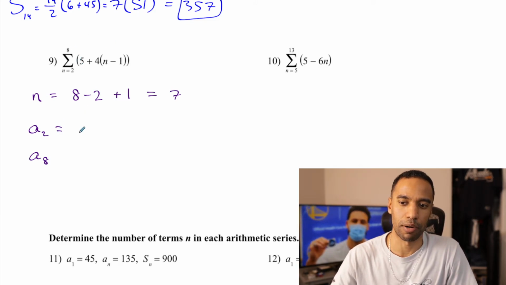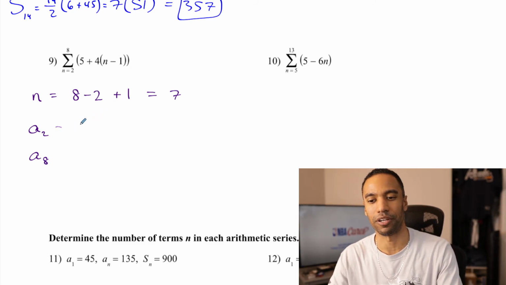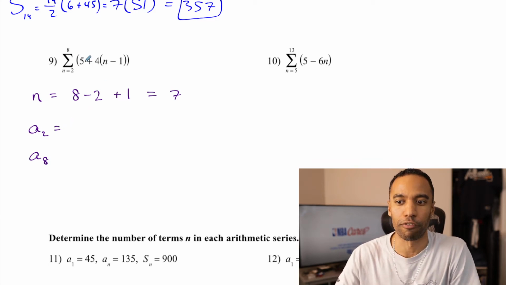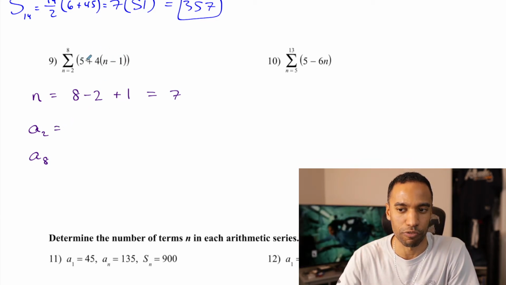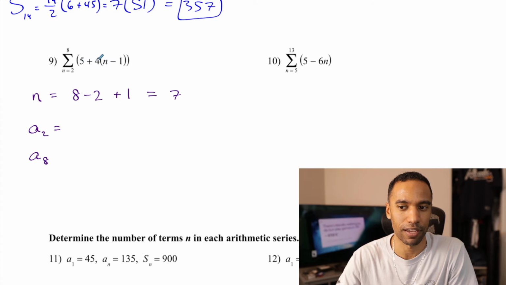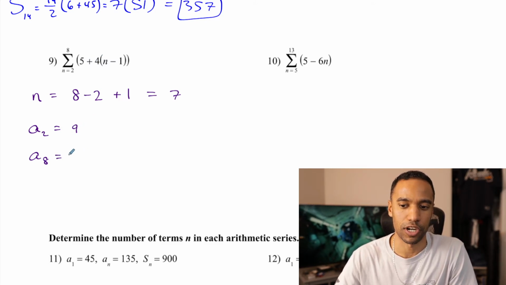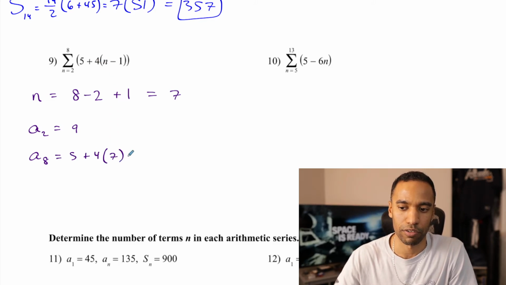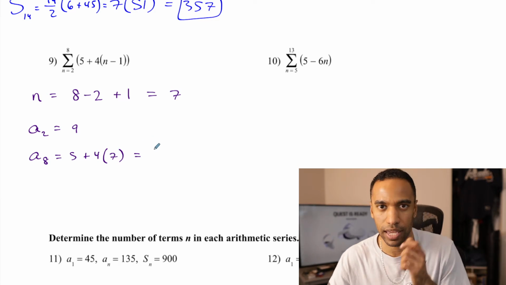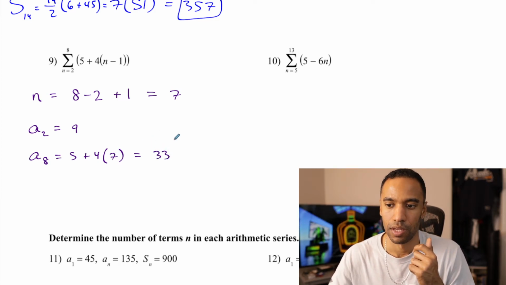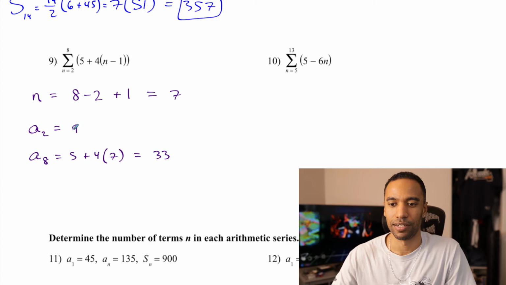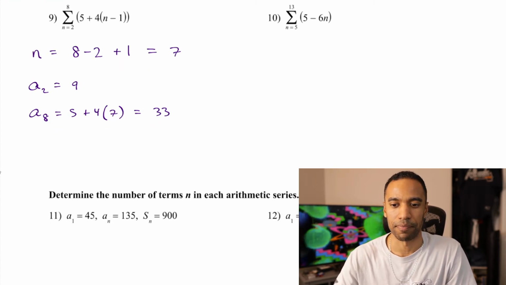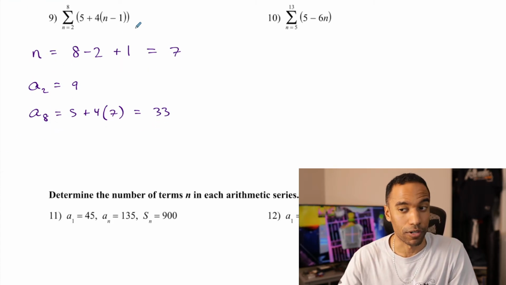Okay, the second term in this thing is 5 plus, hey, let's try it this way for the second term. Notice this is an explicit rule for an arithmetic sequence. The first term is 5, common difference is 4, 5 plus 4 is 9. Okay. The eighth term, let's do that actually. 5 plus 4 times 8 minus 1, or 4 times 7. 4 times 7 is 28, plus 5 is 33. So here we go. We got n, a sub 2, and a sub 8. And again, a sub 2 is the first term in this case.